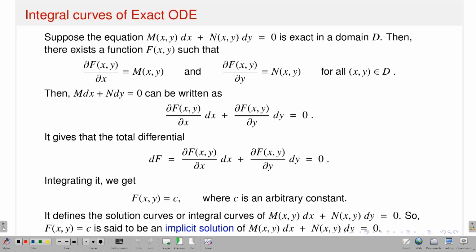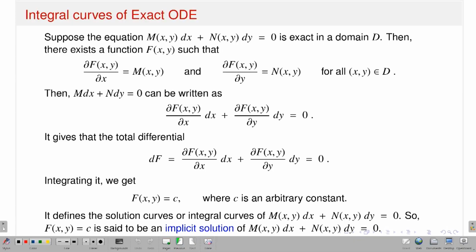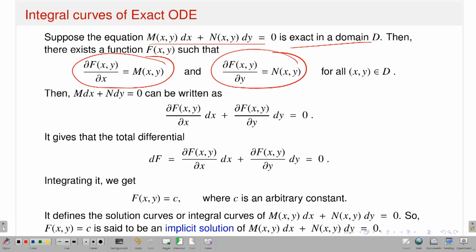And this is the last one. Okay, so these are the integral curves of an exact ODE. Suppose I have a first order ordinary differential equation, so there is a notion of integral curves. It says, start with the equation M dx plus N dy is equal to 0, which is exact in a domain D. So exact in a domain means what? Suppose I have an equation M dx plus N dy is equal to 0 and it is exact in a domain D, that means there exists a function capital F such that M is nothing but del f del x and N is nothing but del f del y, that I can have, right.